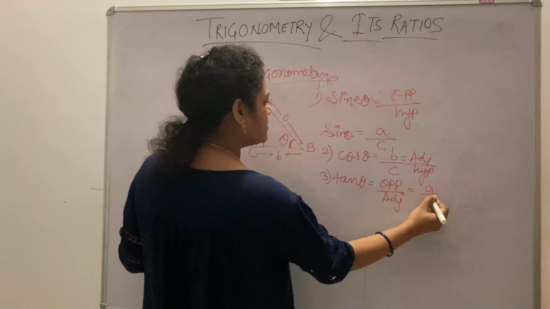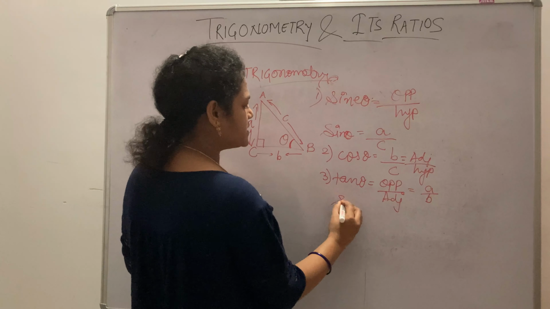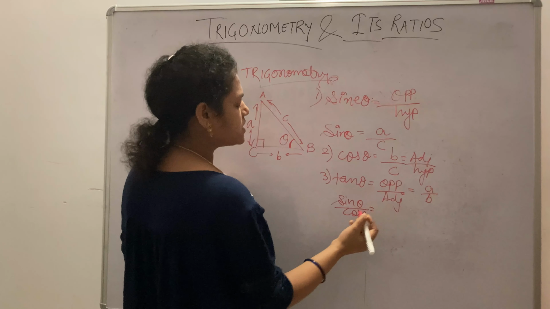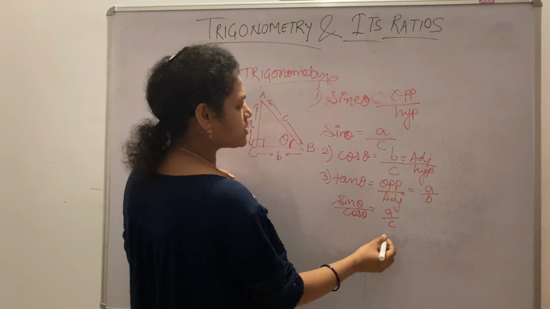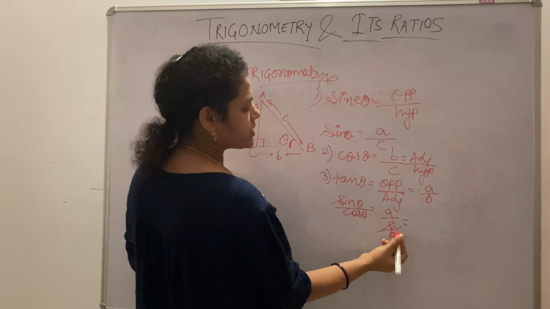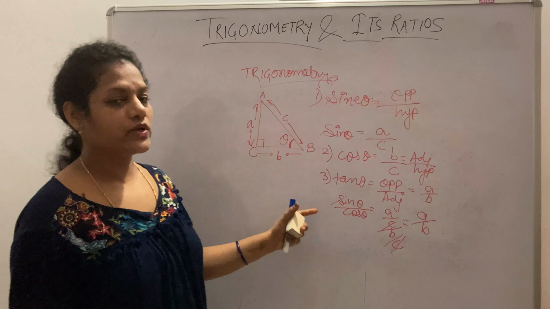Means A by B. How will you get this? See, tan theta means sine theta upon cos theta, right? What is your sine theta? A by C. And what is your cos theta? B by C. So when these two get cancelled, what will you get? A by B. This is your ratio.